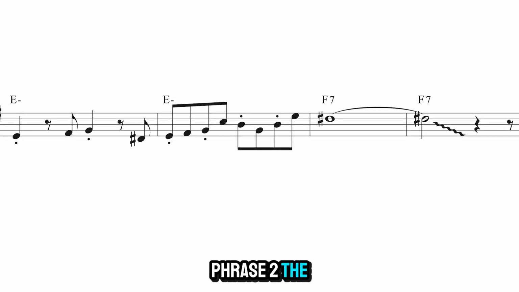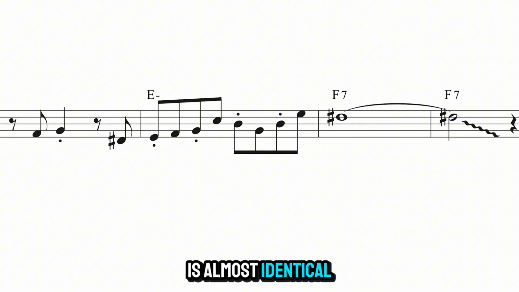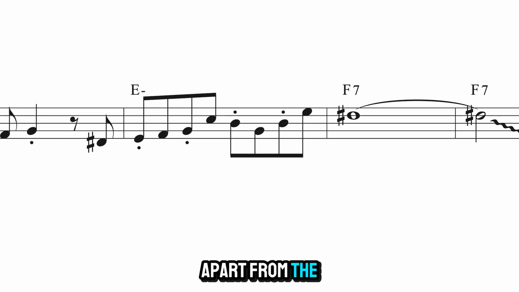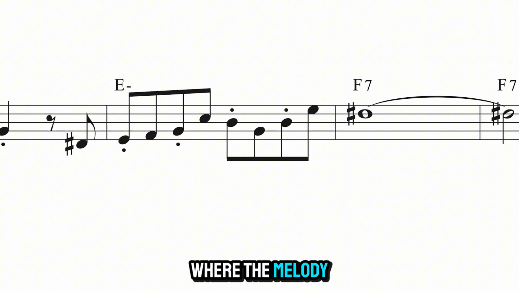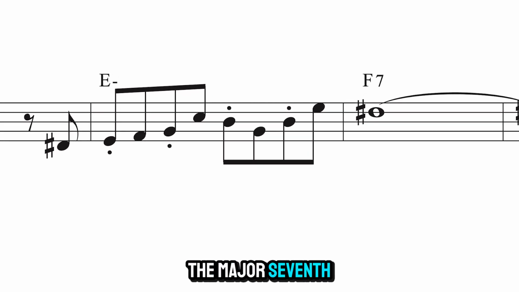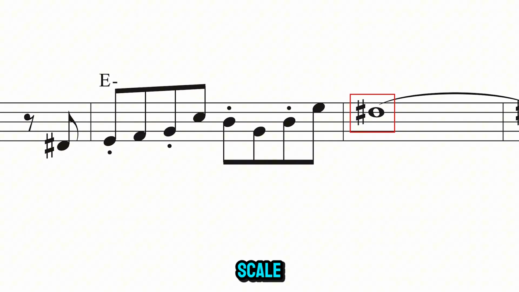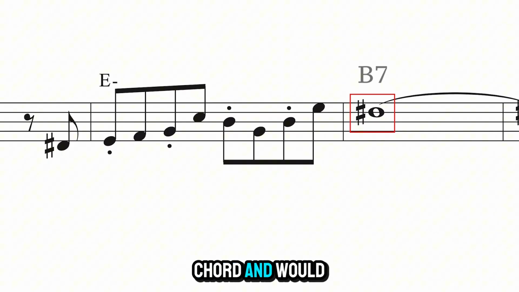Phrase 2. The second phrase is almost identical to the first one apart from the ending, where the melody ends higher on the major 7th leading note of the E minor scale, D sharp. Normally this might be harmonized by the 5-7 B7 dominant chord and would sound predictable like this.